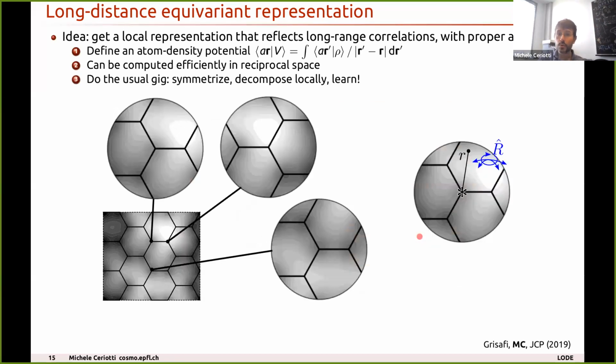And then what we do is take this potential that we can compute in the Fourier domain, and we symmetrize it. And so we have local descriptors of this non-local quantity.